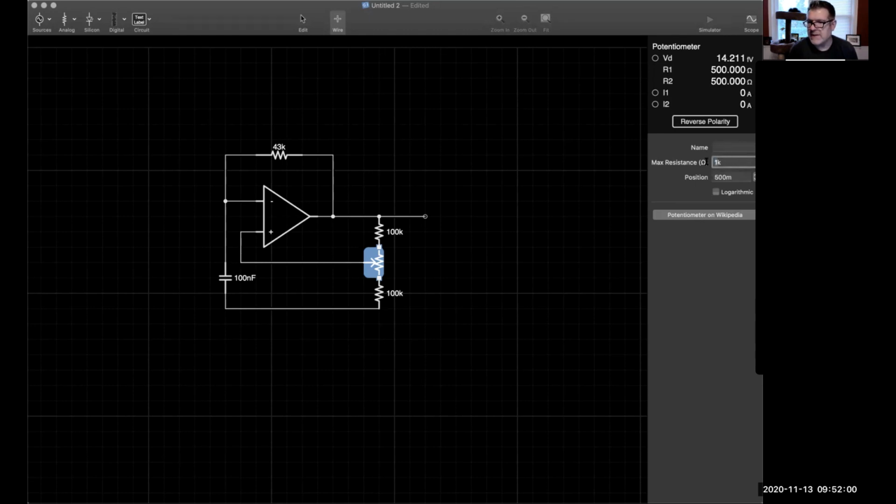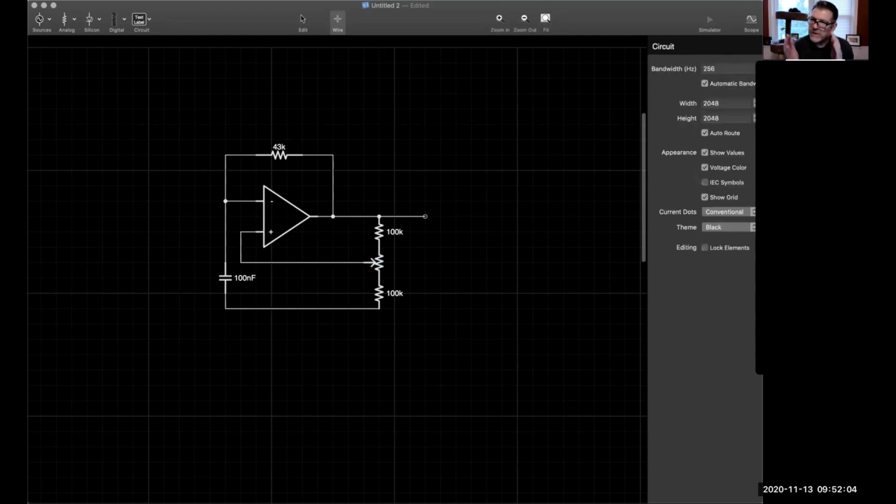So if I want the pot to be 100K when it's centered, I'm going to make the pot 200K so that the minimum value is 0, the maximum value is 200K, and the centered value is 100K. That seems to be a sensible way to react to that. So now I've built this thing the way it looks there. All I have to do is see what happens.